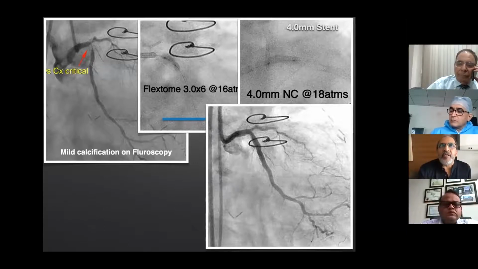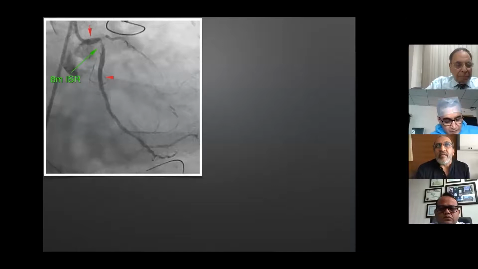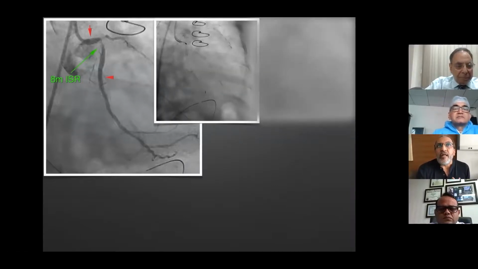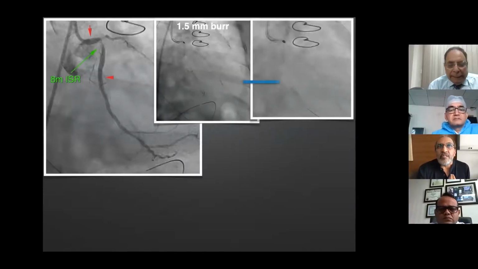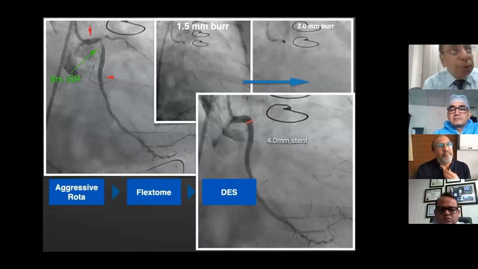This patient came back. This was a Flextome. Eight months later, had a restenosis, and we had to do a rotational atherectomy with a 1.5 and a 2.0 stent. And this was a 4.0 stent again.